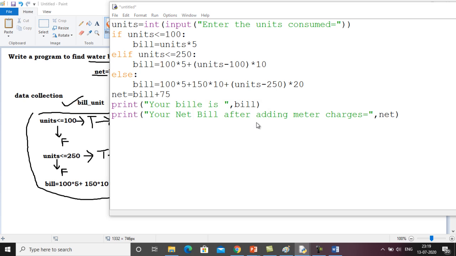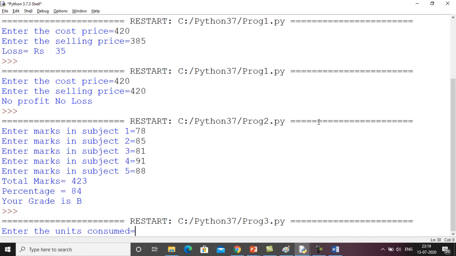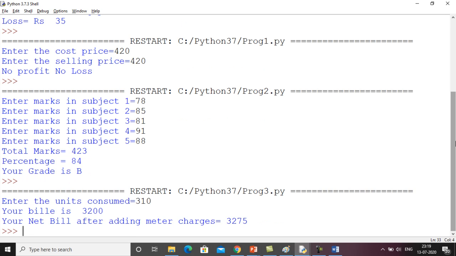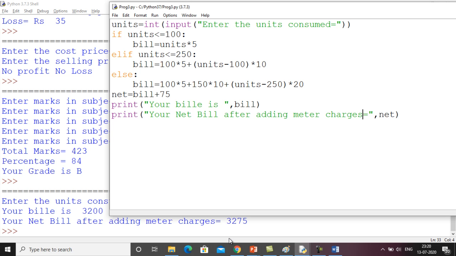So let's run it, and we will give the name as program number 3. Now it asked me about the number of units consumed, and suppose I have given the number of units consumed as 310, that is more than 250. So you can see that your bill is 3200 and your net bill after adding the meter charge is 3275, because 75 is the meter charges, so it is added in the bill amount. So in this way we have solved this question.